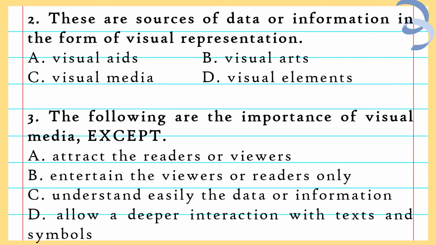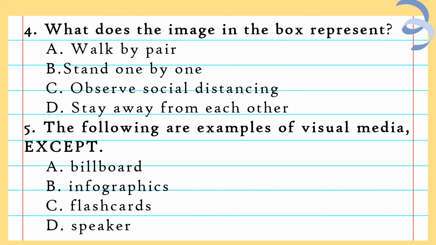Number 3. The following are the importance of visual media except: A, attract the readers or viewers; B, entertain the viewers or readers only; C, understand easily the data or information; D, allow a deeper interaction with text and symbols. Number 4, what does the image in the box represent? A, walk by pair; B, stand one by one; C, observe social distancing; D, stay away from each other. So actually there is no image in the box. Oh, I forgot to put it.